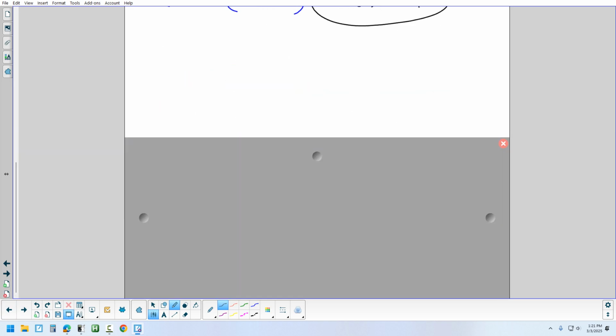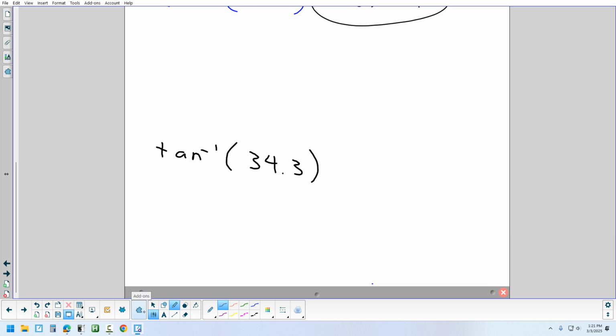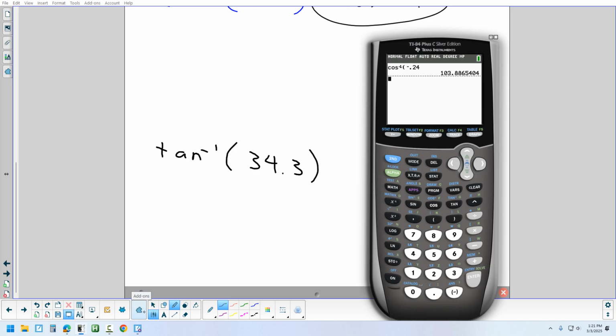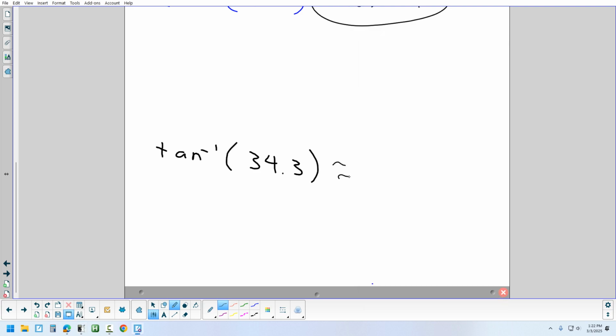Okay, how about inverse tangent of 34.3? Can you use the table or calculator? We cannot use the table. You're not going to find that in the table. Okay, so let's do that one in degrees. Inverse tangent of 34.3. And what would that be to 2 decimal places? 88.33 degrees.